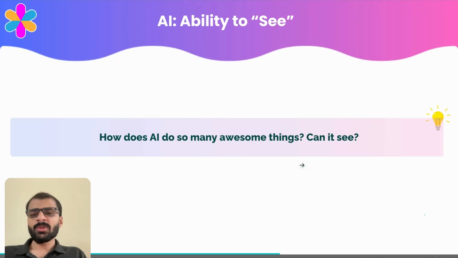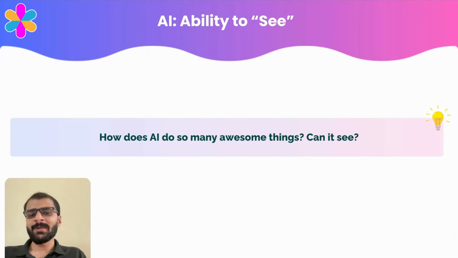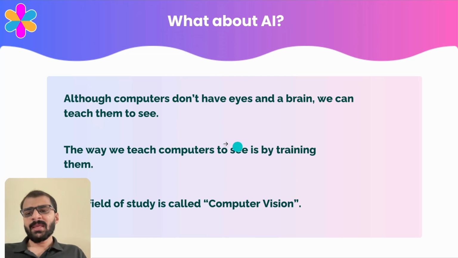So this again leads to the question that, okay, if AI sees a bunch of numbers, how can it really see? How does it know what these numbers represent? So the main thing here is that although computers don't have eyes and an evolved visual system, we can teach them to see. Similar to how our parents tell us that this is a dog, this is a cat, etc., we have to train an AI system. And this field of study where we train AI systems to see images is called computer vision.